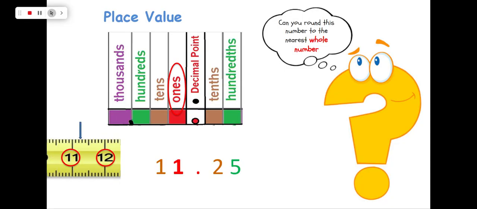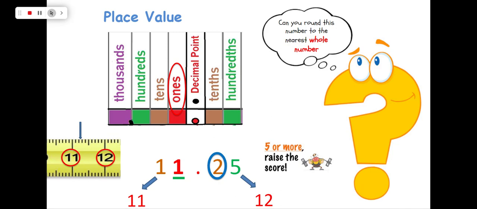closer to 11. But we can double check and make sure by underlining the place that we're rounding to, which is the ones place, circling the digit to the right of it, which is in the tenths place, and that 2 tells us that we're going to let it rest. 4 or less, you let it rest. So that 2 is going to tell that 1 to stay the same. So we would round to 11.